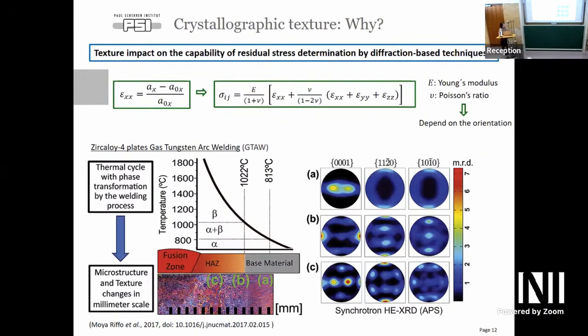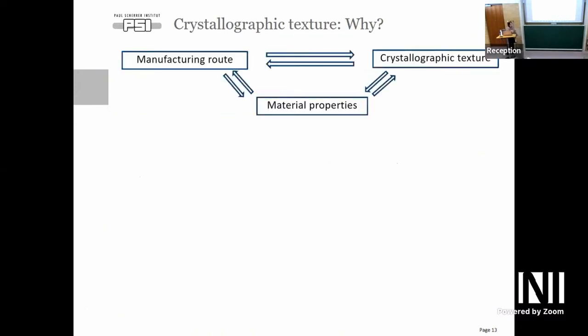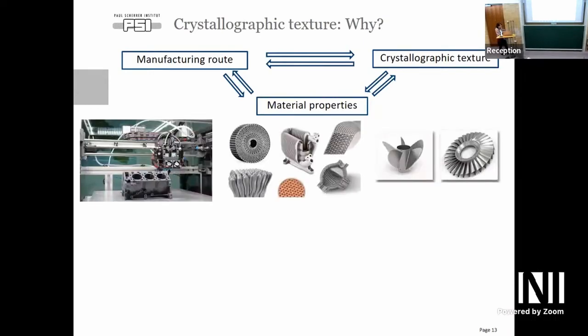No problem. So basically what I'm saying here is if you have a texture change locally, it's really hard to predict the strain. In welds in particular, this is really important. As you can see, there's a clear link between the manufacturing process, the crystallographic texture, and the material properties. And in material science, crystallographic texture is a really important issue to analyze.